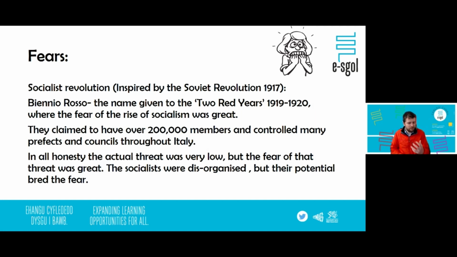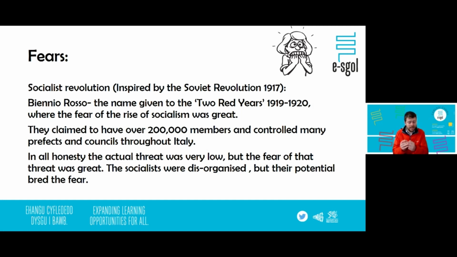Deep-seated fears are really important this time as well, right? Fear of a socialist revolution. In 1917, if you're doing option 8, you'll have seen this in Russia, or will see it in Russia, the Soviet Revolution. So, in the 2 years that follow the First World War, the Biennio Rosso took place. A kind of a fear that the rise of socialism was coming, that socialism was going to take over. They claimed to have 200,000 members, and they claimed to control many of the prefects and councils throughout Italy. It creates that fear in people.